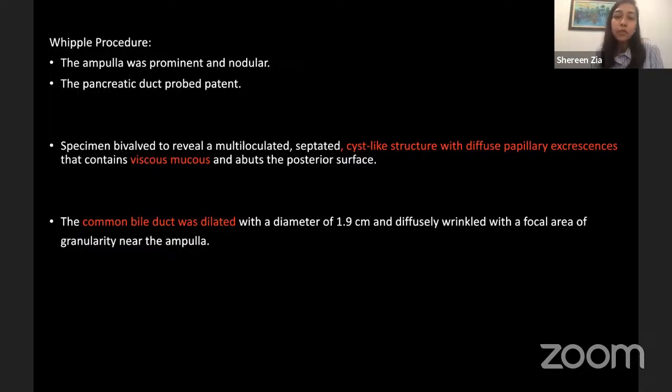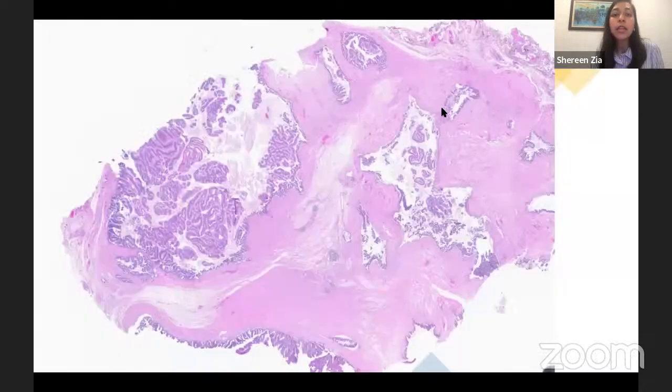Then, when the specimen was grossly examined, there was a cyst-like structure that had diffuse papillary excrescences, and there was viscous mucus in there. The common bile duct was dilated, with a diameter of about 1.9 centimeters. This is the histology of that. You can see there were multiple dilated ducts within the pancreatic parenchyma, and there is fibrotic stroma in the background around all of those dilated ducts. Those dilated ducts have papillary excrescences growing in them. I'm going to show you a higher power picture.